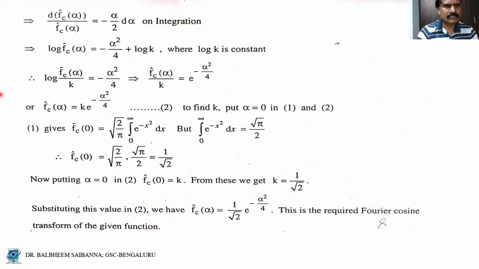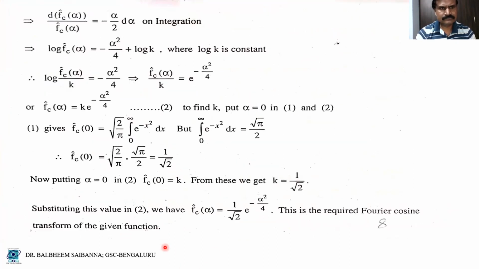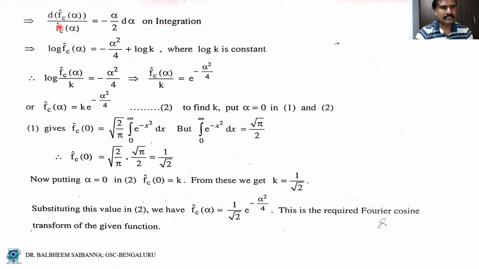So then next, 2 times d by d alpha of Fc(alpha) is equal to minus alpha Fc(alpha). Taking Fc(alpha) to the left-hand side and the 2 to the right-hand side, you get Fc'(alpha) divided by Fc(alpha) is equal to minus alpha by 2. Now we integrate this.